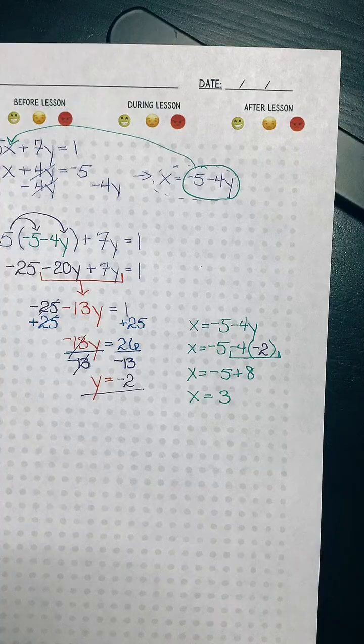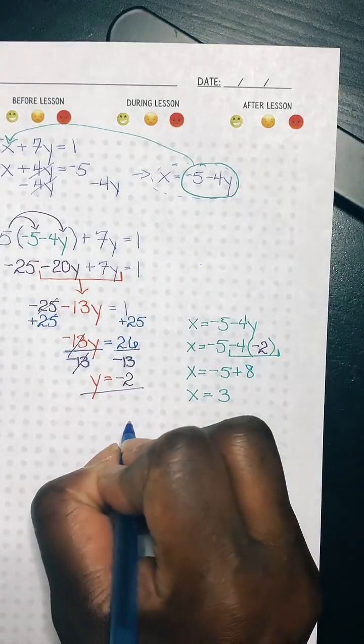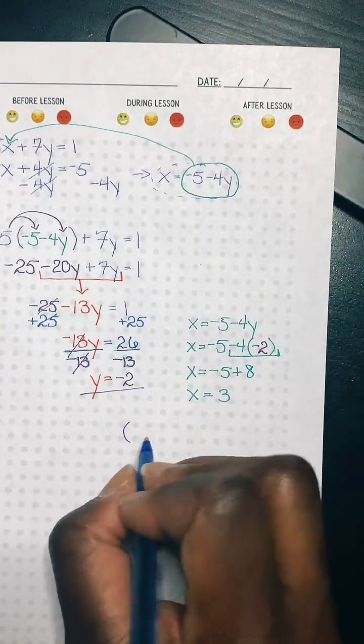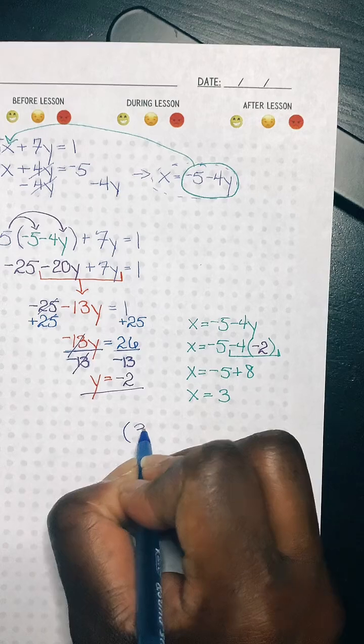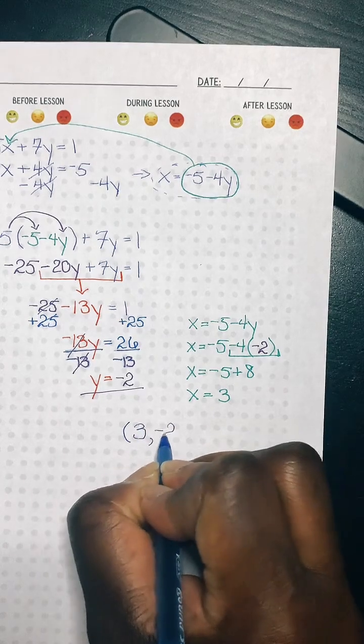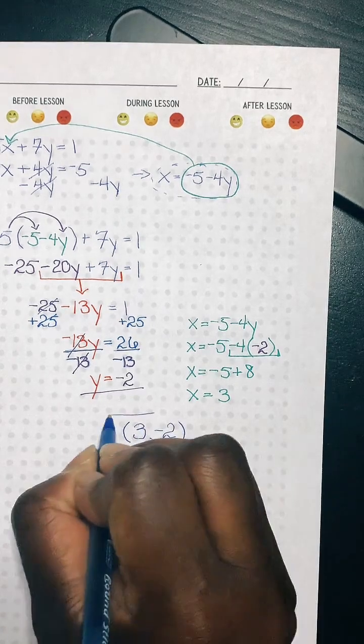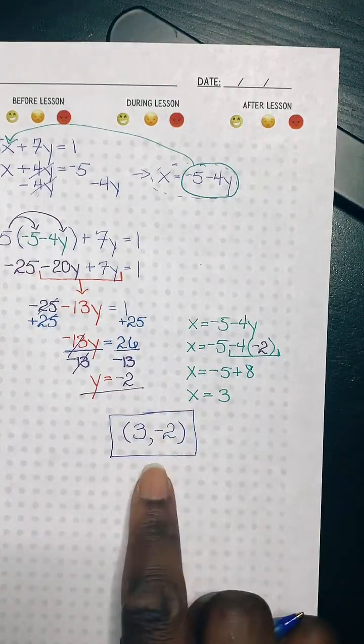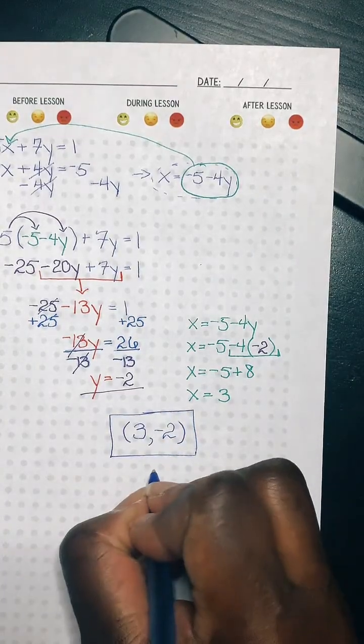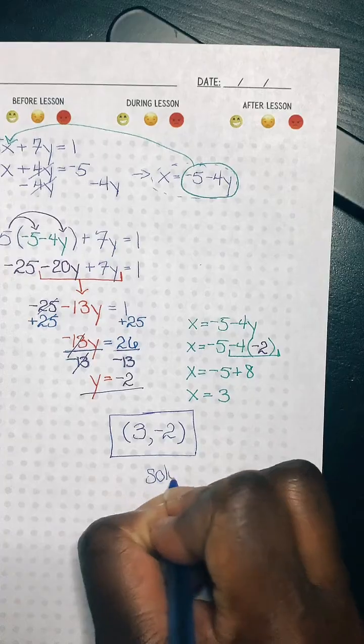All right, what's the name of this problem? This is, what am I doing? Substitution. Systems of equations using substitution. Okay. So that means my ordered pair is not going to be negative 2, 3. Remember, x comes before y. And this is going to be my solution.